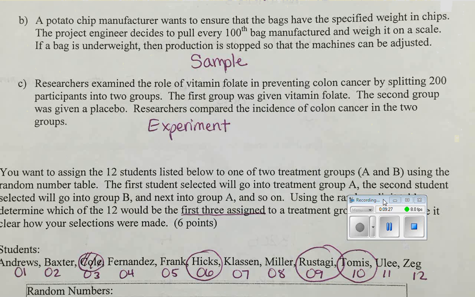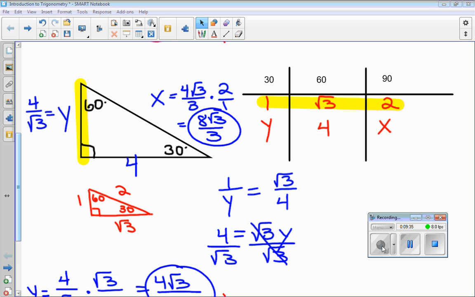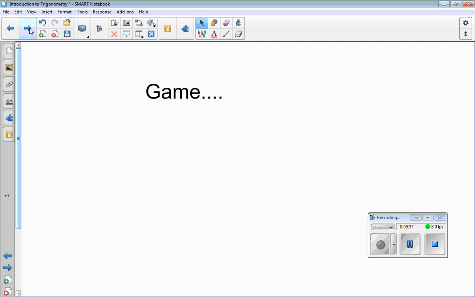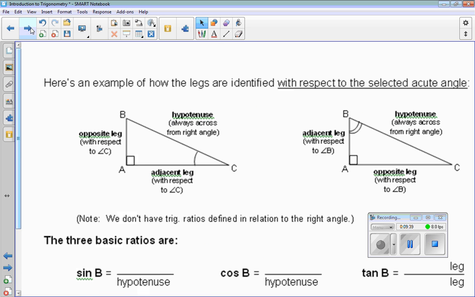I'm going to pause the recording, because I know Miss Nash's class is watching this for tomorrow. Y'all don't get to play the game. Sorry. Boo-hoo. You're going to come and do trig in a minute. So get your notes back out. We played a game. We're now going to look at trig.